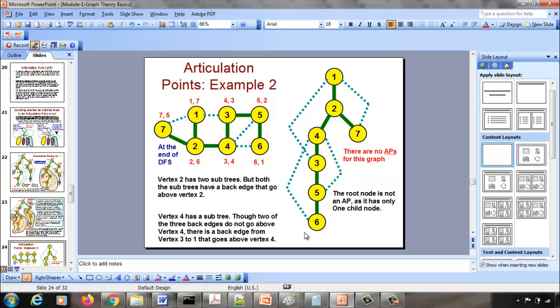Similarly 3, you have one subtree with 5 and 6 and there's one back edge, like 6, 4, that goes above 3. Similarly 5, 4 also goes above 3. So 3 is not an articulation point. Now 5, you have one subtree with 6 and there's one back edge that goes above 5. So 5 is also not an articulation point. So you'll see in this graph, none of the vertices are articulation points.